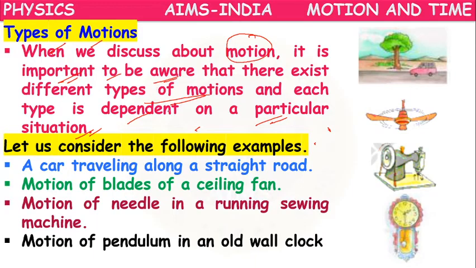Let us consider the following examples. A car traveling along a straight road is moving forward. Motion of blades in a ceiling fan: the blades are moving around. They are not going straight in one direction, but moving around, and the direction is changing continuously.